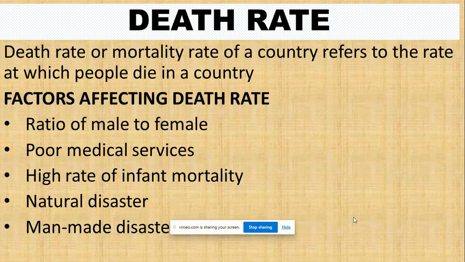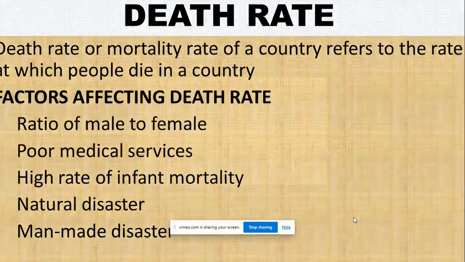So can also lead to death rate. We don't pray to have that. Then man-made disaster, something that we do that is at a dangerous stage, to the danger of the lives of our people, can also lead to death rate. So these are the factors affecting the death rate.